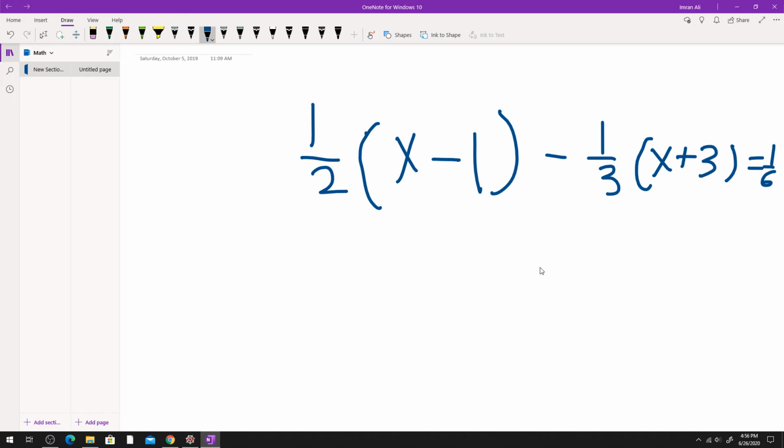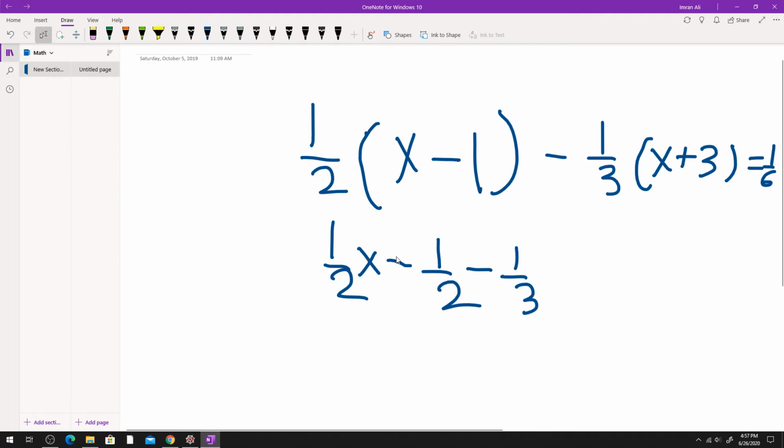So first thing we want to do is get rid of the parentheses right here. So if this wasn't there, it would be 1/2 times x times -1. So again, 1/2 times x is 1/2 x, and 1/2 times -1 is -1/2. Minus, and then same thing over here. Minus 1/3. 1/3 times x is 1/3 x.